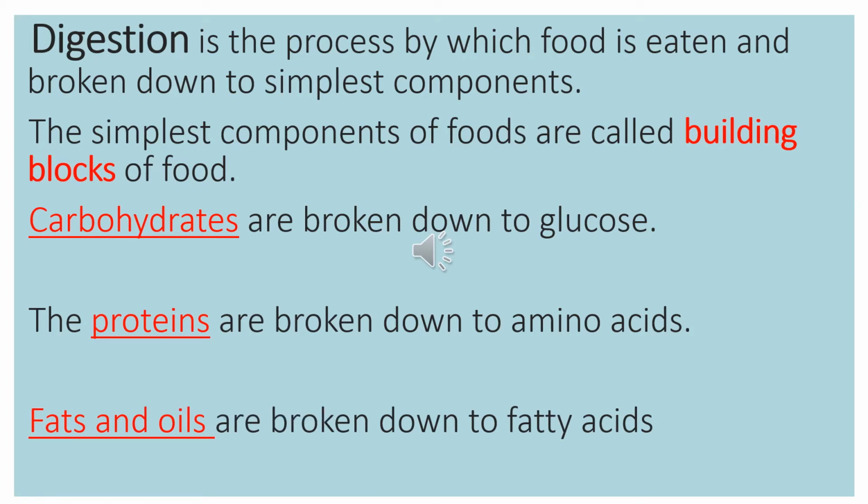Digestion is the process by which food that is eaten is broken down to its simplest components. The simplest components of foods are called building blocks of food. Carbohydrates are broken down to glucose. The proteins are broken down to amino acids. Fats and oils are broken down to fatty acids.